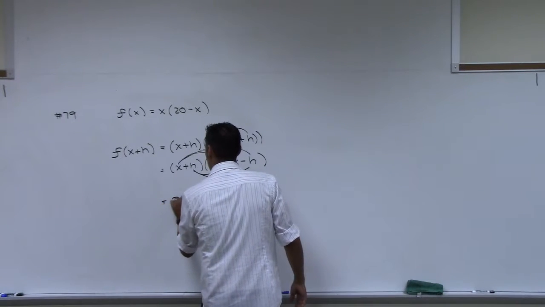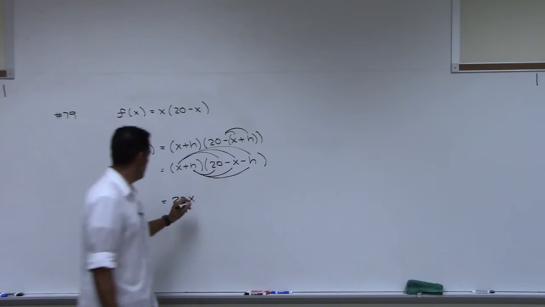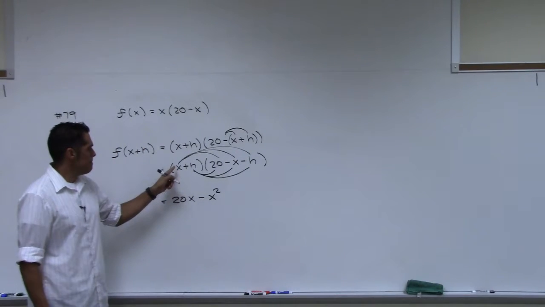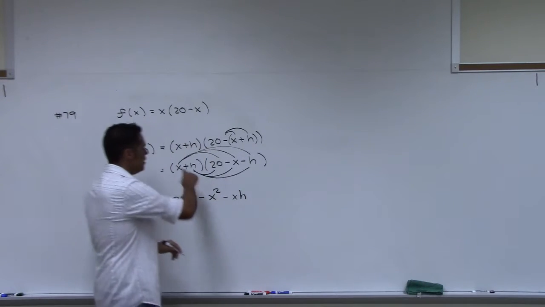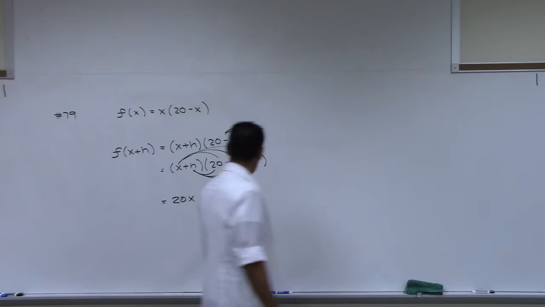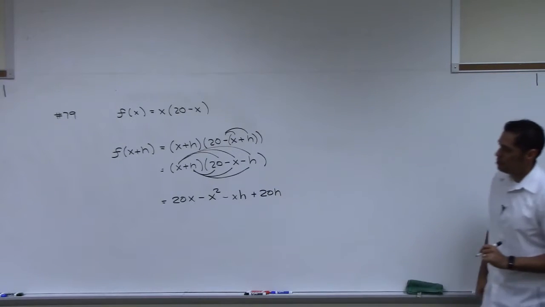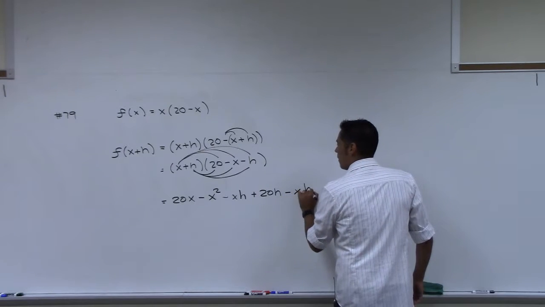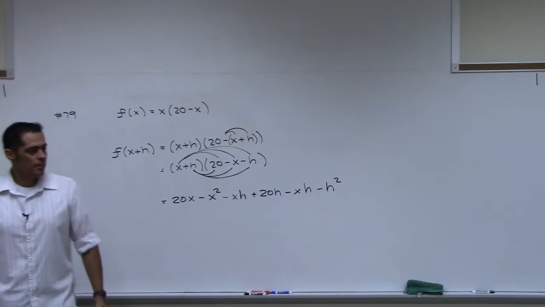20x, good. And then next one, minus x squared, good. Next one, x times negative h, so minus xh. So we've done the x through. Now we do the h through. So next term, plus 20h. Next one, minus xh again. And then minus h squared. Good. We all good with that?